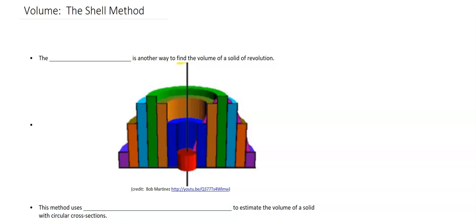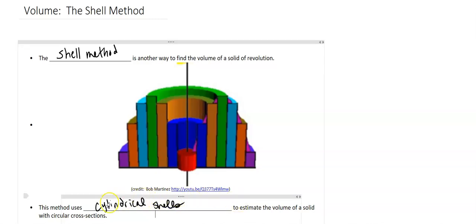In this video, we're going to look at another method for finding the volume of a solid of revolution. This is called the shell method. And this method uses what we call cylindrical shells to estimate the volume of a solid with circular cross sections. You can see with this image, which I've pulled from a YouTube video by Bob Martinez, that we've taken our solid of revolution and built layers around it, kind of like the rings of a tree trunk, if you will.